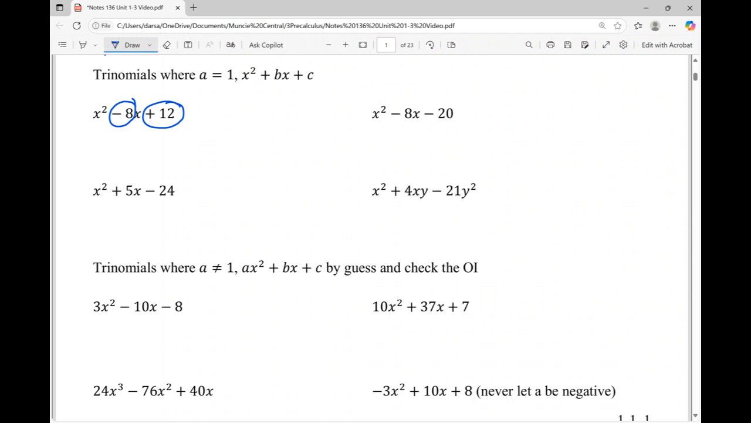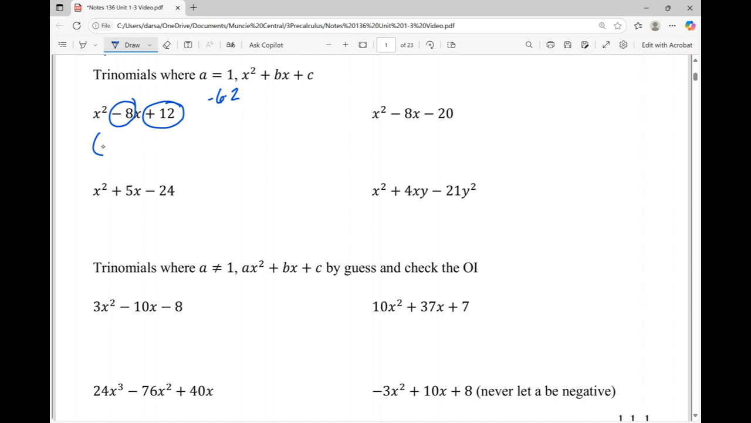So you just start going with it. Okay, 12: 3 and 4. Then you add: 3 plus 4 is 7, 3 minus 4 is negative 1, and neither of those is 8. So then you pick another pair and say, okay, 6 and 2. 6 plus 2 is 8. Hey, that's what we need. But we want a negative 8, so don't we need to make both of these negative?